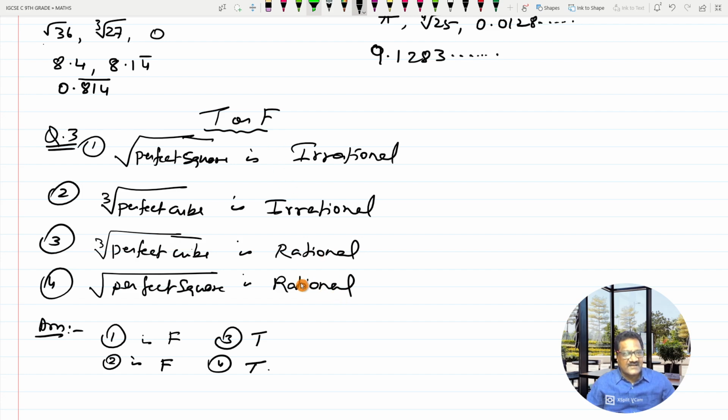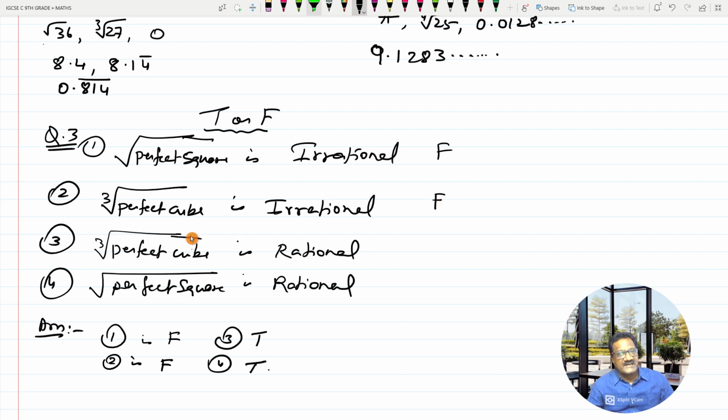Now this I have already mentioned in my discussion. If there is a perfect square inside the square root, it will work out to a rational number, so it will not be an irrational number. So this first statement is false. Inside a cube root, if you have a perfect cube, then it will work out to a rational number, so it cannot be an irrational number. So this is also false.